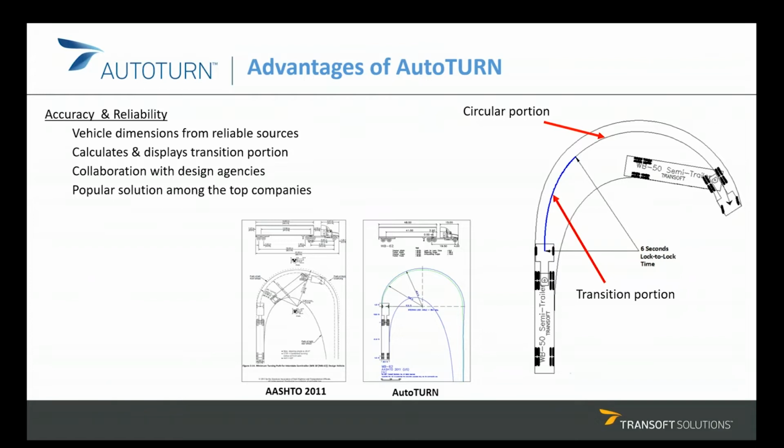Also, over 95% of US DOTs, over 400 cities and countries, and over 80% of ENR top 100 transportation firms use AutoTURN as a reliable solution for swept path analysis. So all these factors collectively contribute to making AutoTURN the most reliable and accurate swept path solution in the industry.